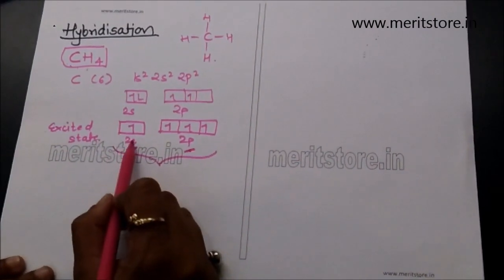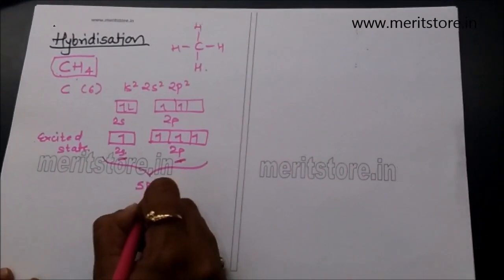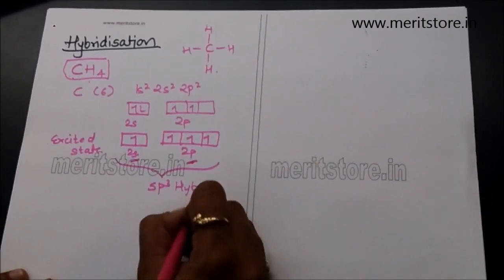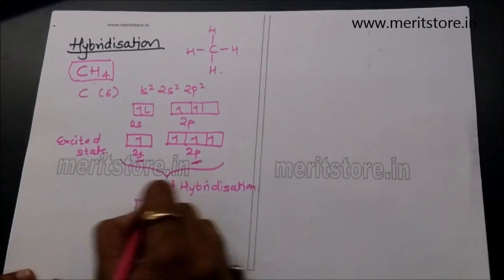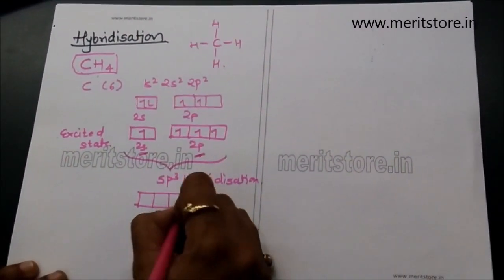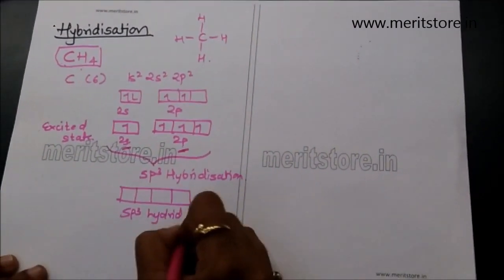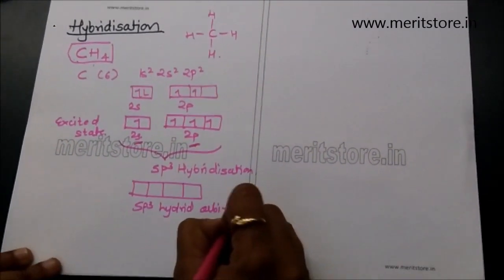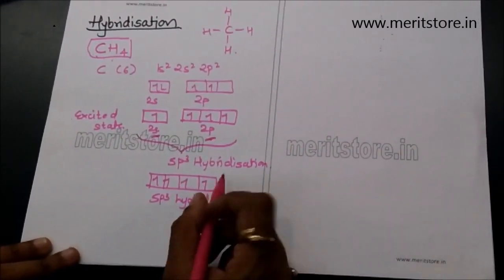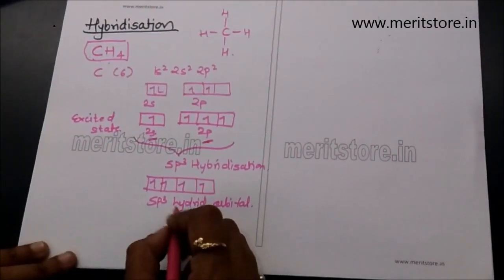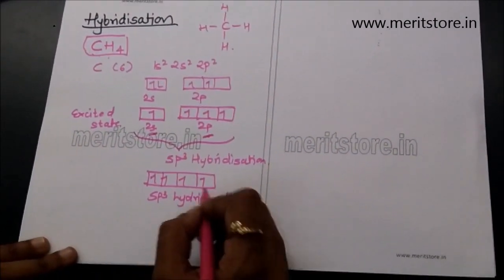So one s orbital and the 3 p orbitals are mixed. That's why this hybridization is called sp3 hybridization. So it is a mixing of orbitals forming 4 new orbitals. We call them sp3 hybrid orbitals. These sp3 hybrid orbitals now will have equivalent energy, and hence when the carbon now forms the bond, it will form the bond with equivalent energy with the 4 hydrogen atoms.